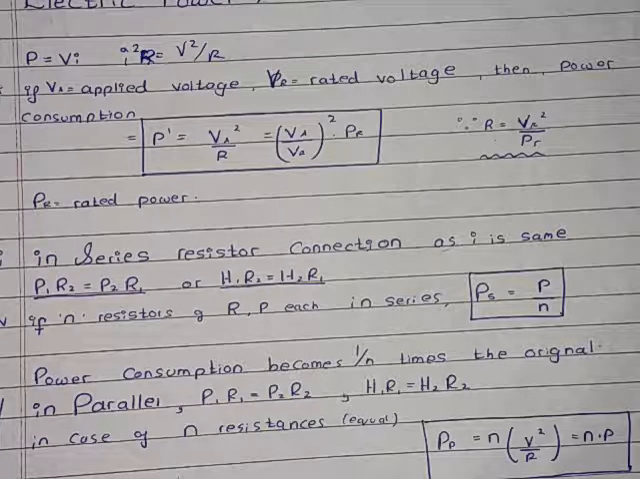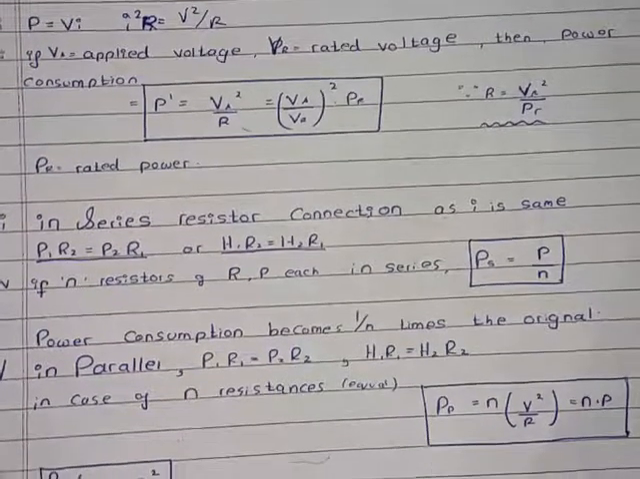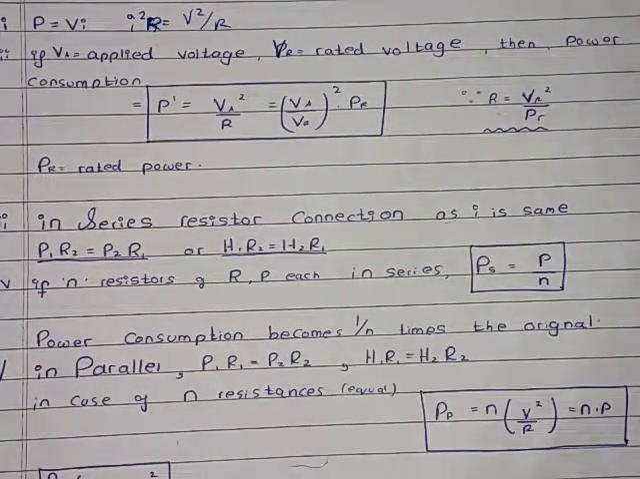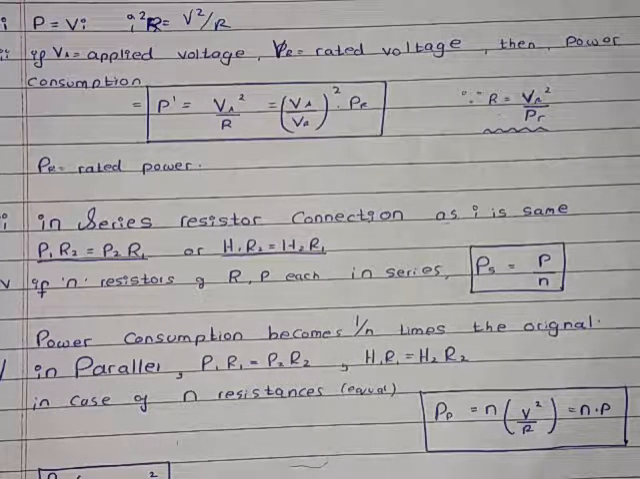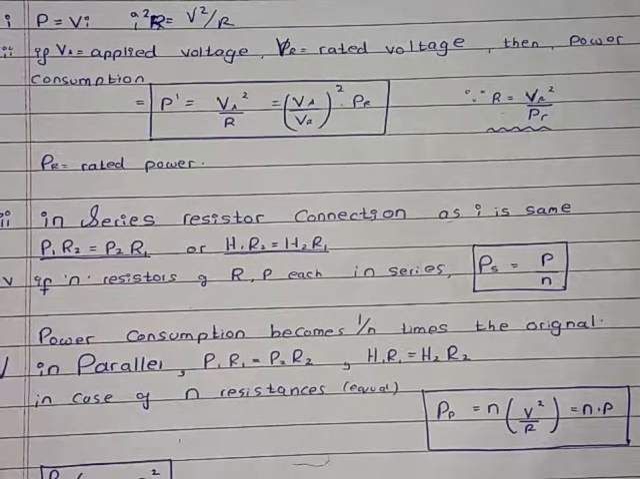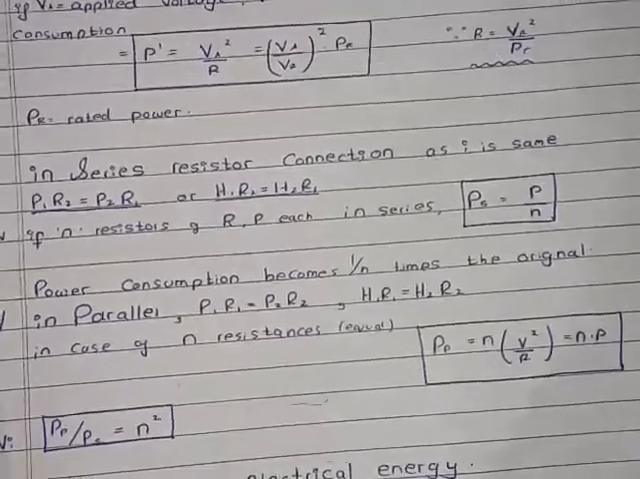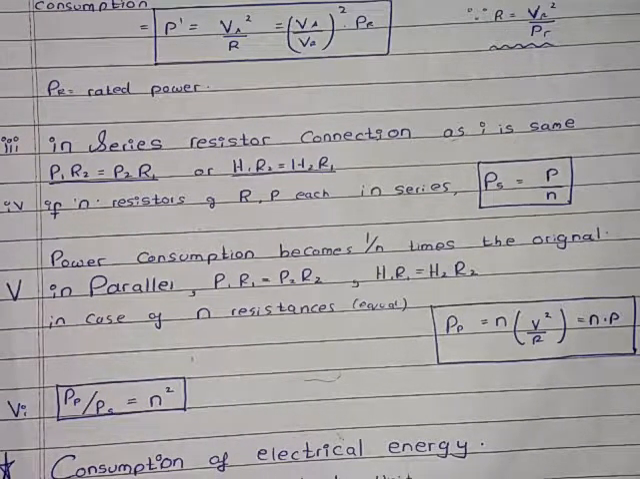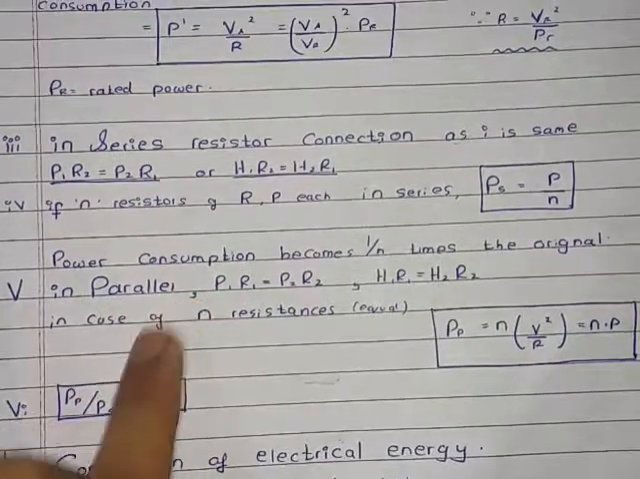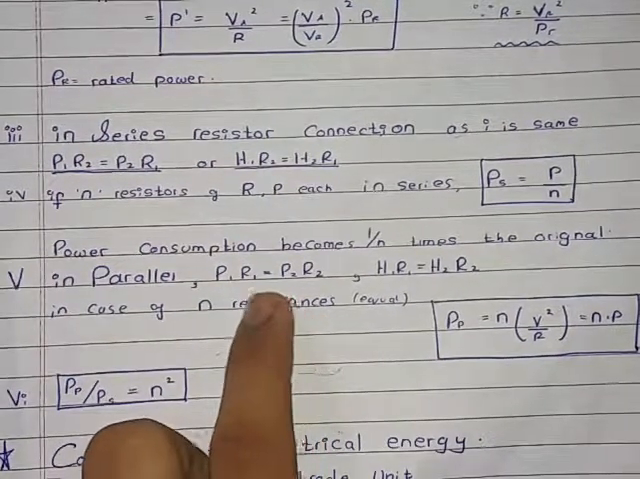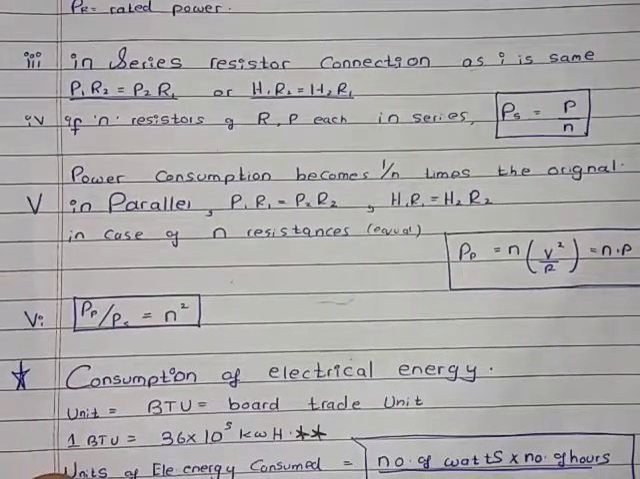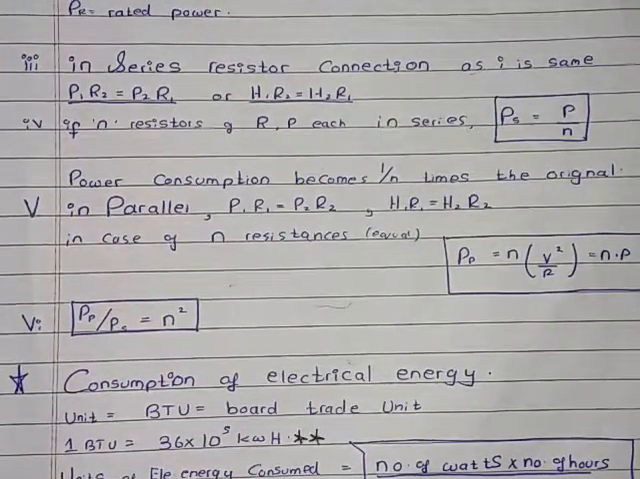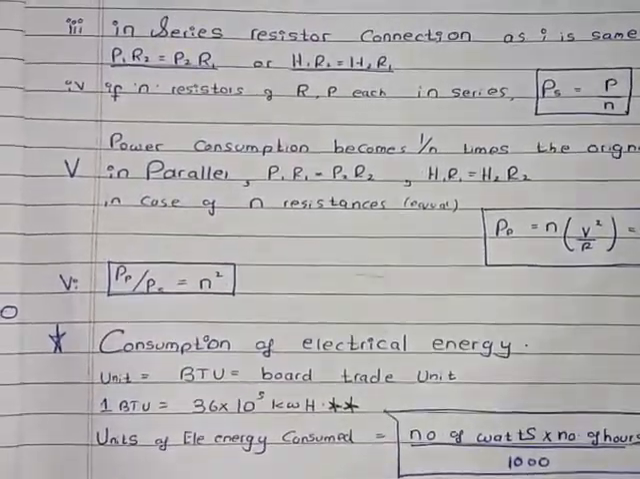And resistance is V square upon R. We know power equals V square by R, so resistance equals V square upon power. In series resistor connection, P1R2 equals P2R1, because in series the power is directly proportional to its resistance, and in parallel the power is inversely proportional to resistance. Now PP upon PS equals n square.